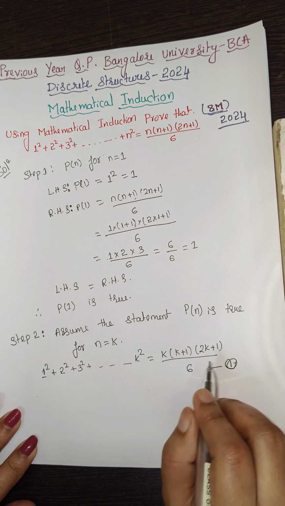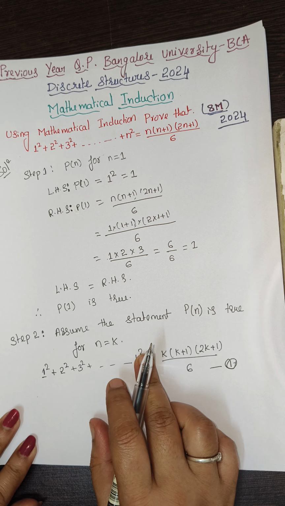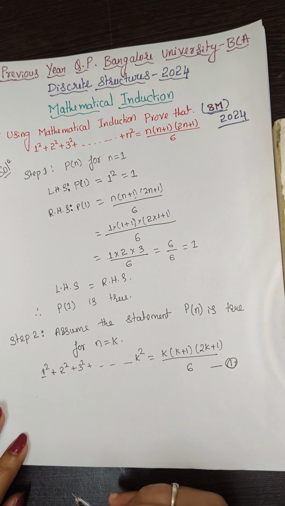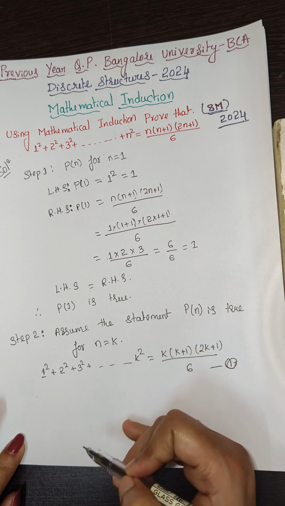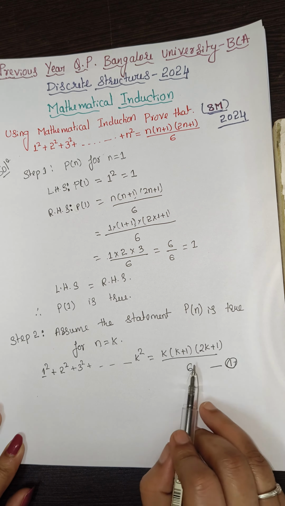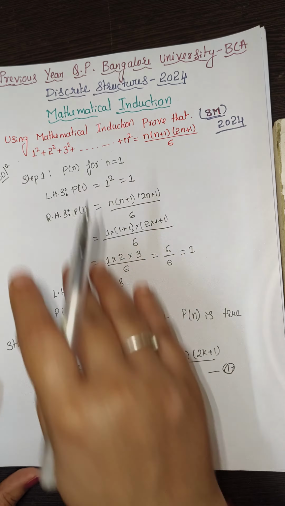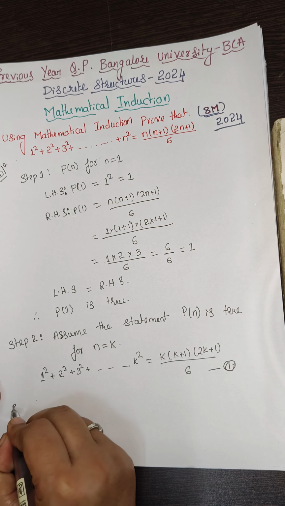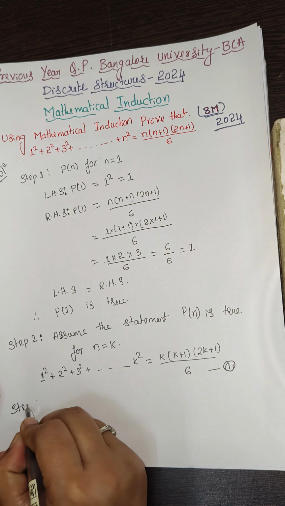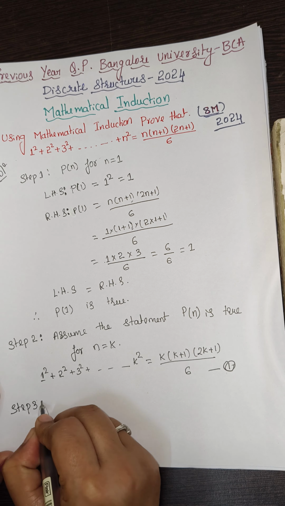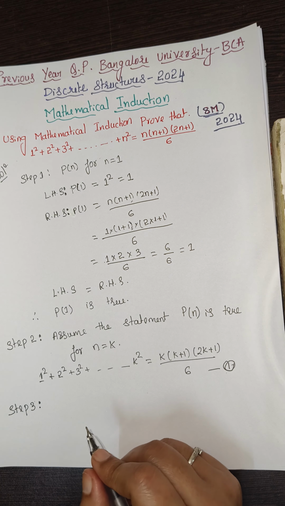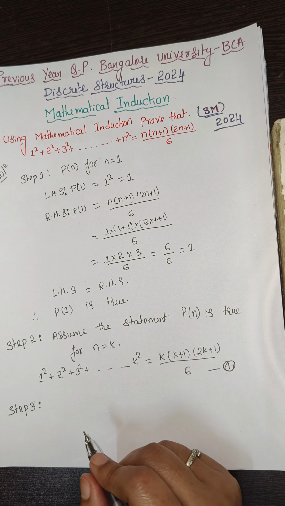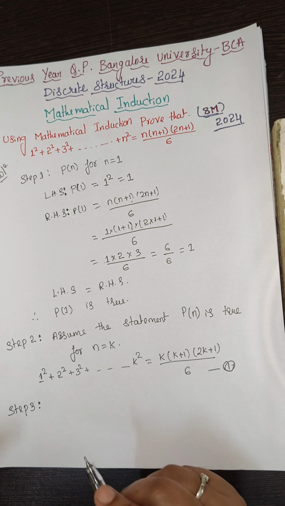Using the second step only, we will build the third step. That's the reason I gave you equation 1. Otherwise you can write it directly from the second step. Step 3. What is step 3? Step 3 is the inductive step. We can call it the inductive step.